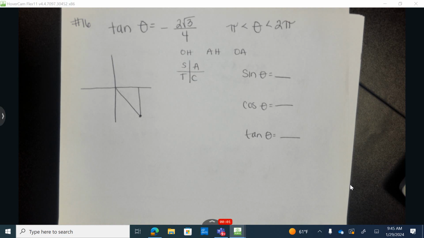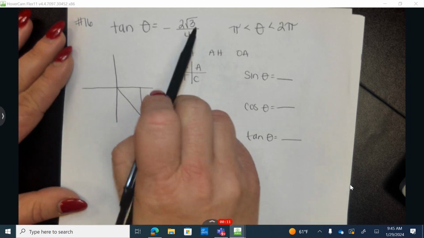10, Lesson 3, trig functions of any angle. The directions for number 16 say to evaluate the sine, cosine, and tangent of the angle without using a calculator. This is what we're provided.